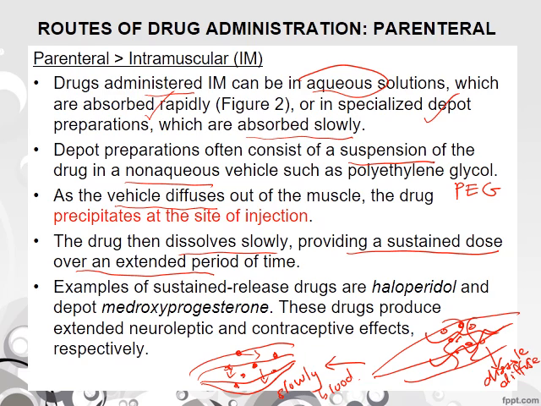One example is haloperidol or medroxyprogesterone, and these drugs produce extended neuroleptic and contraceptive effects. The one that produces the neuroleptic effect is haloperidol, and medroxyprogesterone produces contraceptive effects.